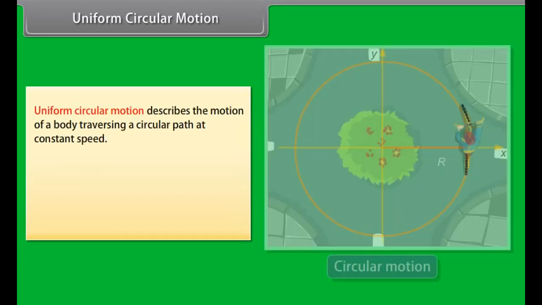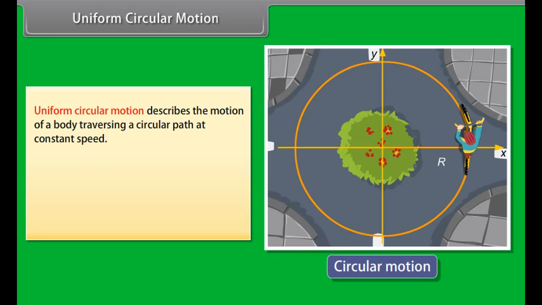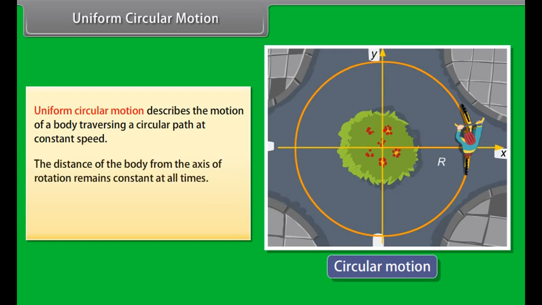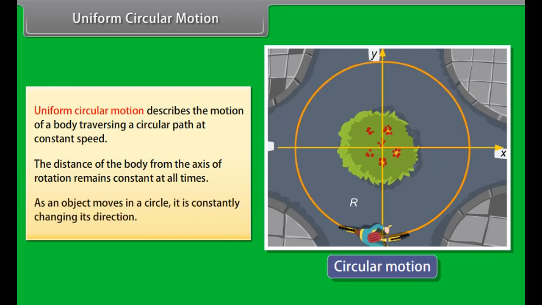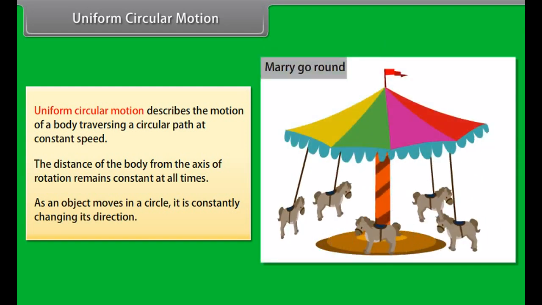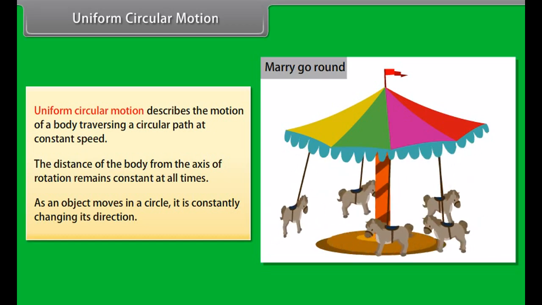Uniform circular motion. Uniform circular motion describes the motion of a body traversing a circular path at a constant speed. The distance of the body from the axis of rotation remains constant at all times. As an object moves in a circle, it is constantly changing its direction. Merry-go-round is an example of uniform circular motion.